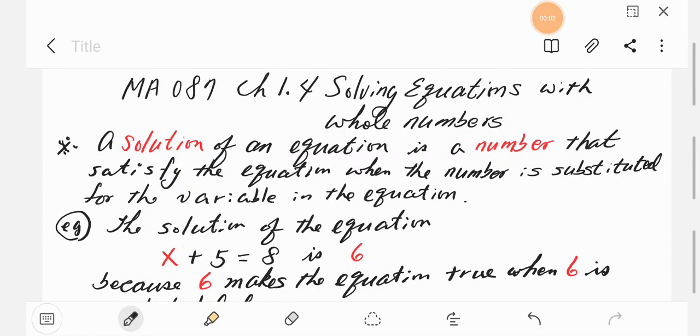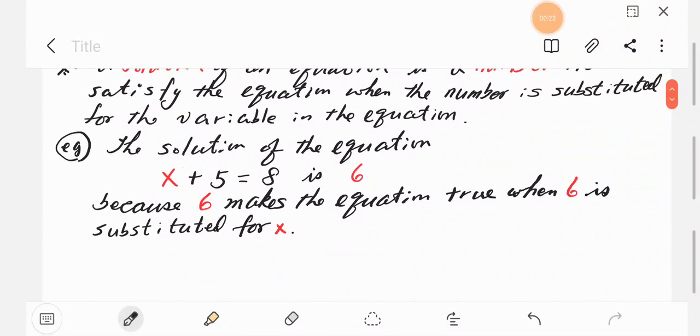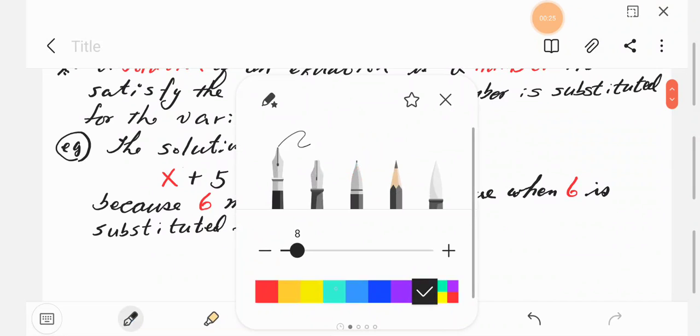MA087 chapter 1.4, solving equations with whole numbers. Okay, what is the solution of an equation? The solution of an equation is a number that satisfies the equation when the number is substituted for the variable in the equation.